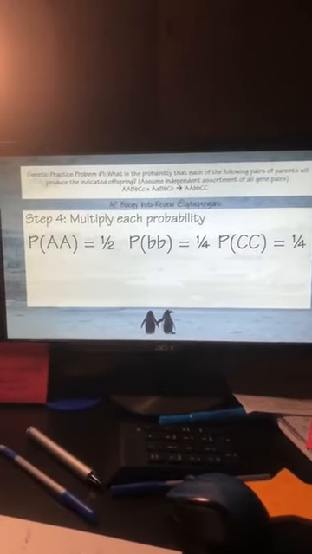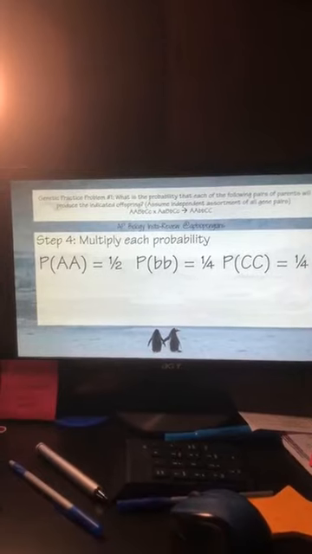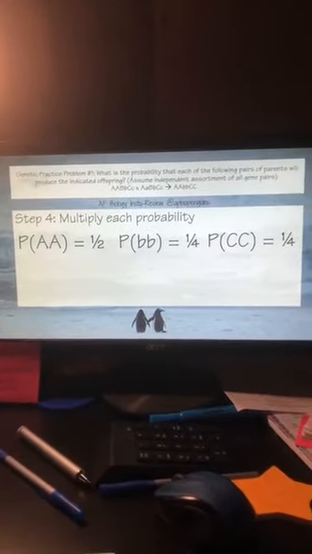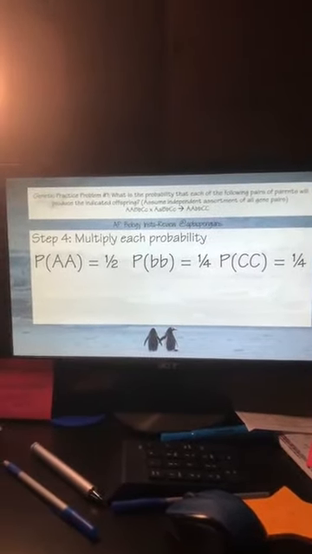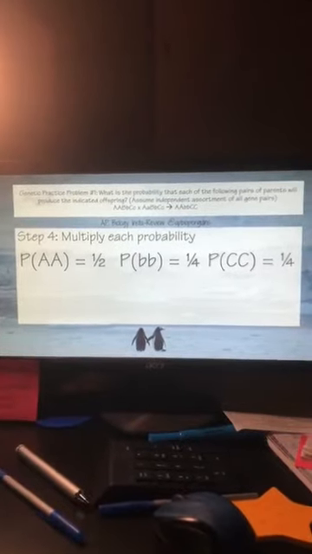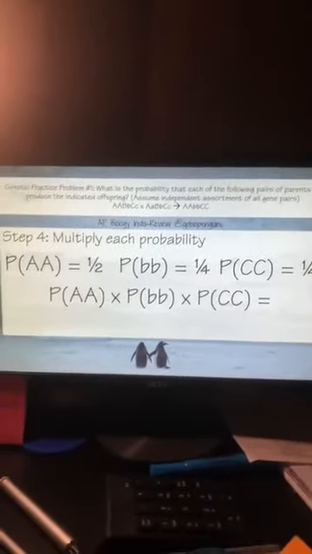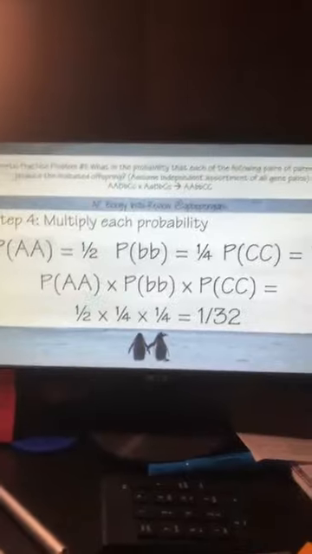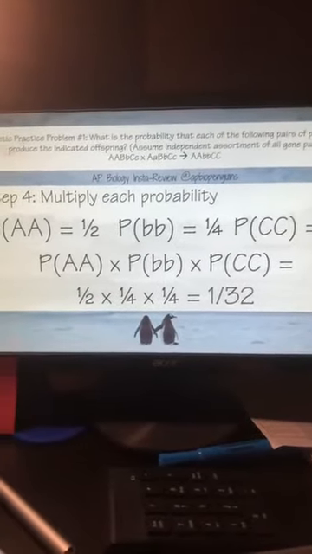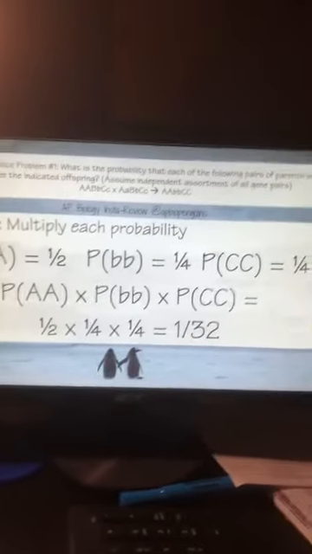So I need to multiply the probability of homozygous dominant with the probability of homozygous recessive with the probability of homozygous dominant in order to get that ratio out. So we're going to multiply those together. So 1/2 times 1/4 times 1/4 gives you 1/32.